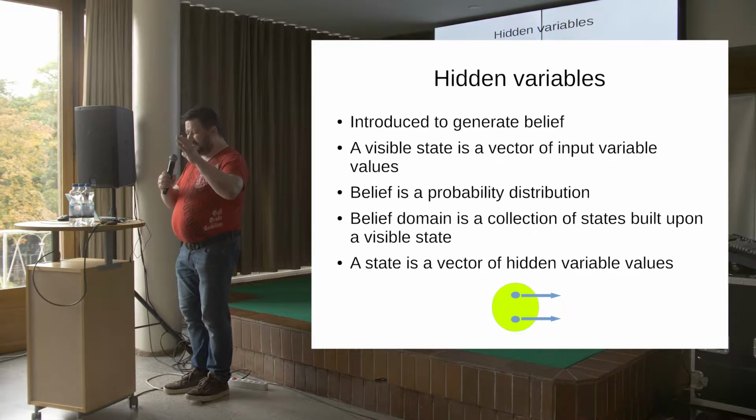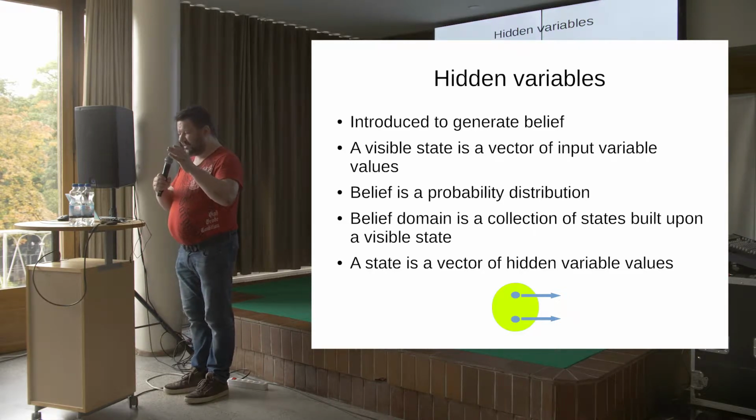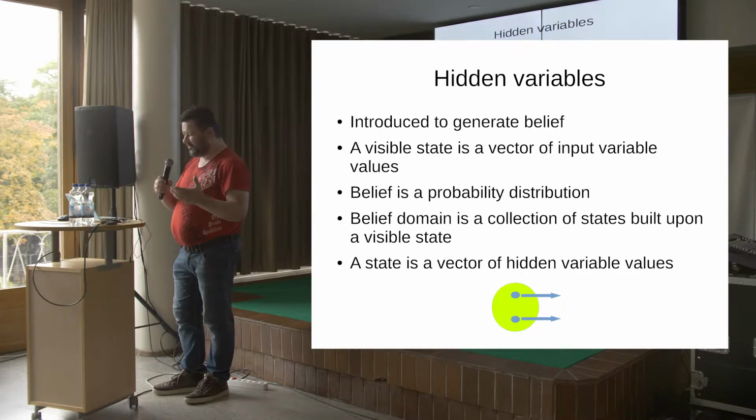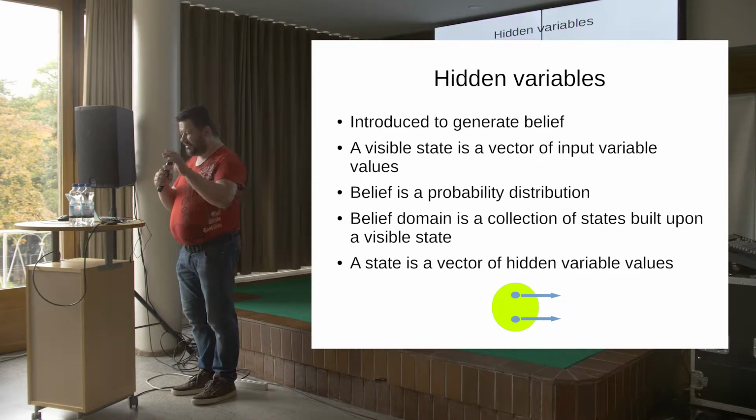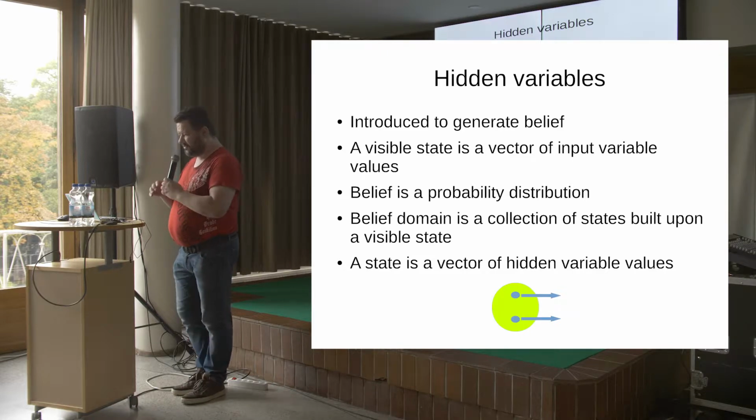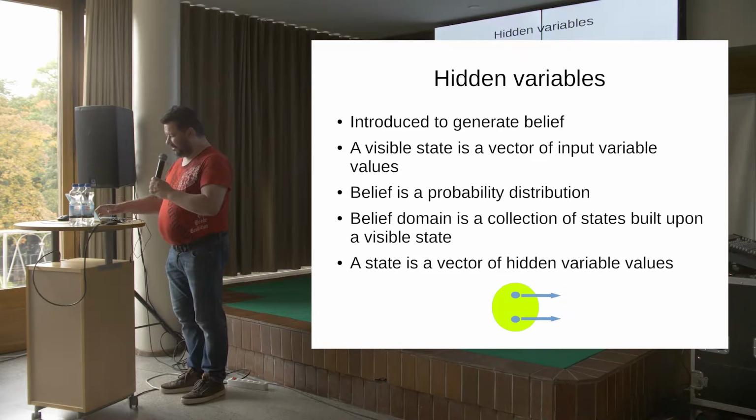It is so that for every visible state we may have a belief, and a visible state is a vector of input variable values. So just the values of what you can see. And for each such visible state, there is a collection of substates inside that specify hidden variable values. I have also a belief. I will show you how it looks. But the most important thing from this slide is that we have the hidden variables introduced. They act just like normal variables, but we don't observe them.